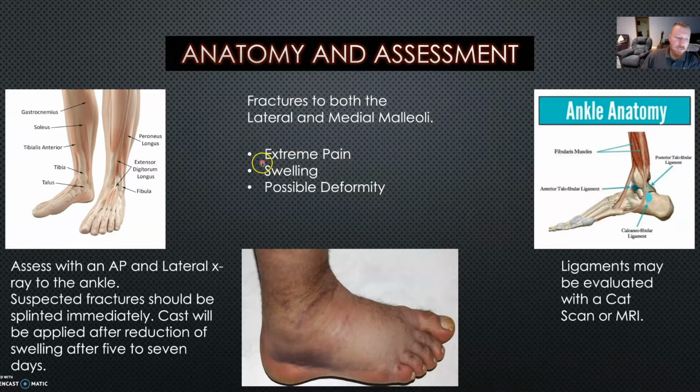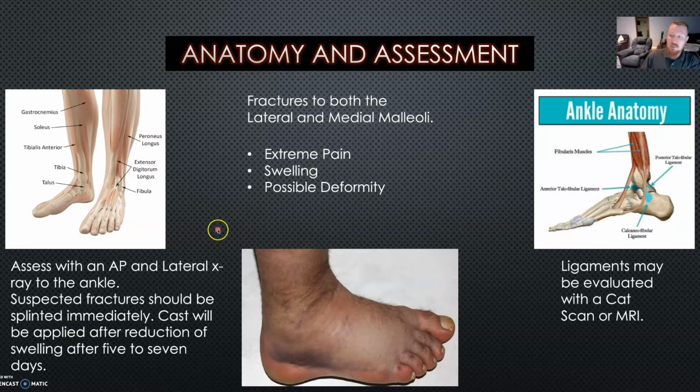And with our anatomy, like we talked about, we have the tibia and the fibula, and then every once in a while we will see a fracture to the talus, but in this case with the bimalleolar, we're seeing it in the tibia and the fibula and the lateral and medial malleoli. Usually incorporates extreme pain, swelling, and there is possibility of deformity, but not always is there going to be a deformity that'll be seen by the eye.